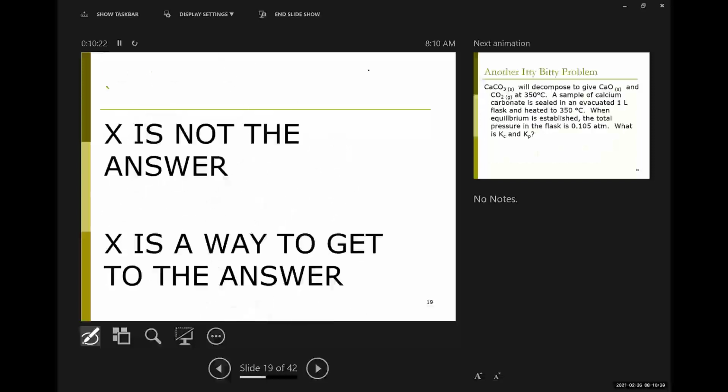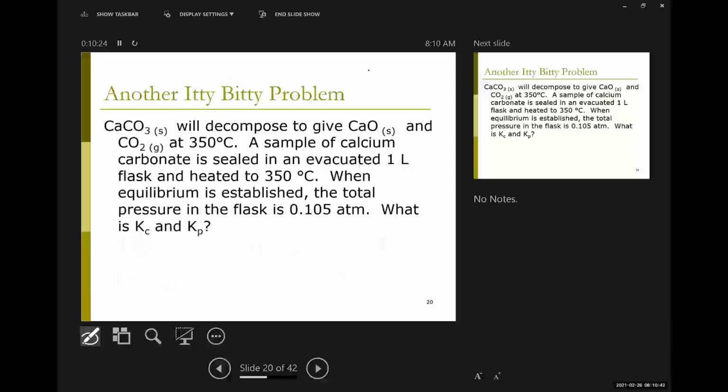Okay, the one other little equilibrium problem. All right, calcium carbonate will decompose to give calcium oxide and carbon dioxide. True story.